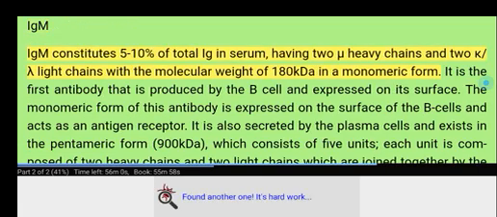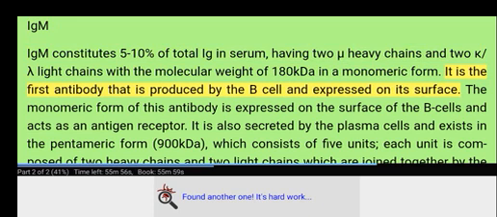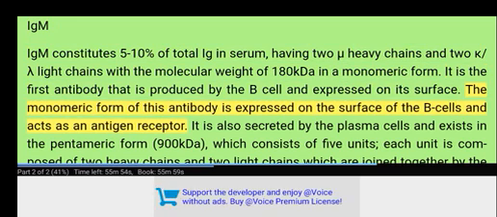IgM. IgM constitutes 5-10% of total Ig in serum, having 2 mu heavy chains and 2 kappa or lambda light chains with a molecular weight of 180 kDa in a monomeric form. It is the first antibody that is produced by the B cell and expressed on its surface. The monomeric form of this antibody is expressed on the surface of the B cells and acts as an antigen receptor.